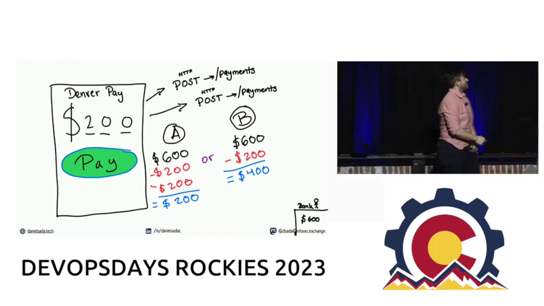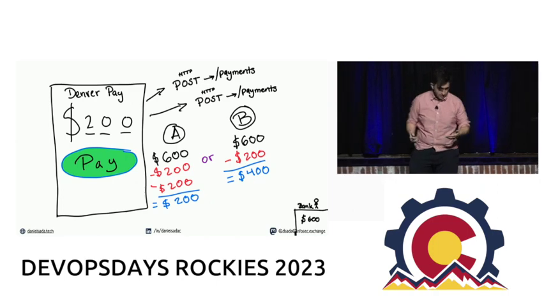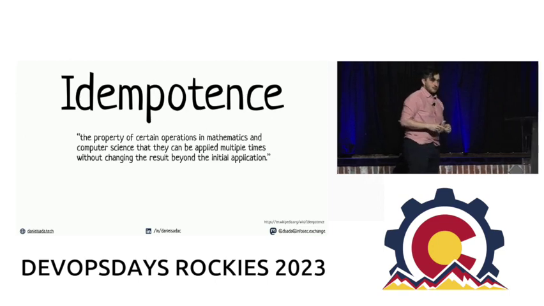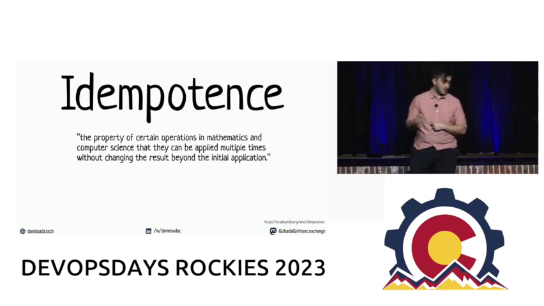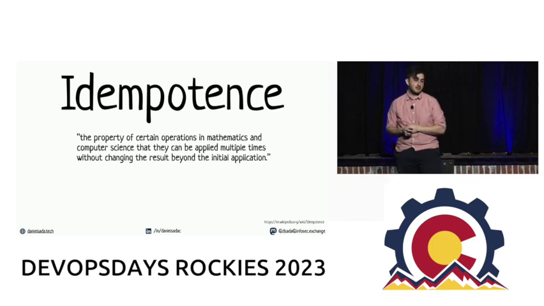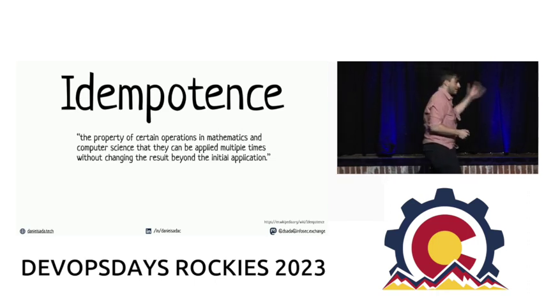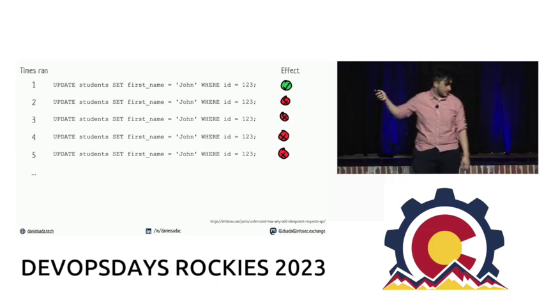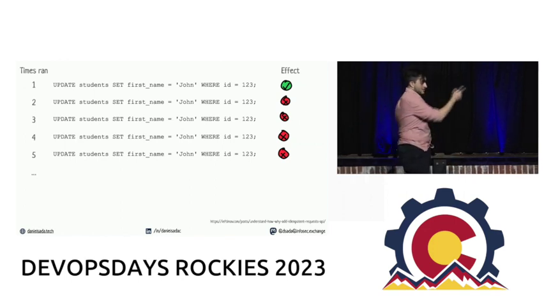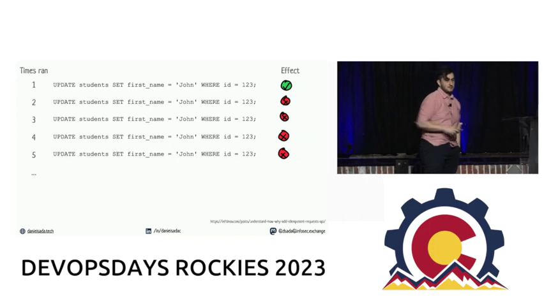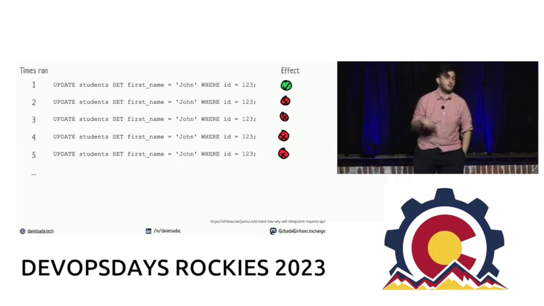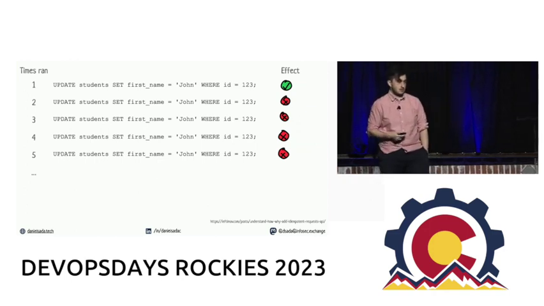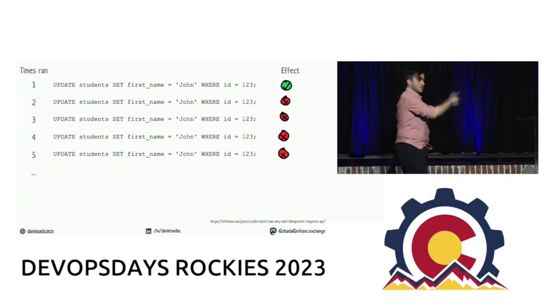Awesome. So idempotence is the property of certain operations in mathematics and computer science so that they can be applied multiple times without changing the result beyond the initial application. Now, this is heavy text. The way I think about it is a SQL query. If you run this SQL query, which is update students set first name equals John where ID equals 123, the first time you run it, it will update the record. But the following 4 times, it won't do anything. So we can say this is an idempotent request.